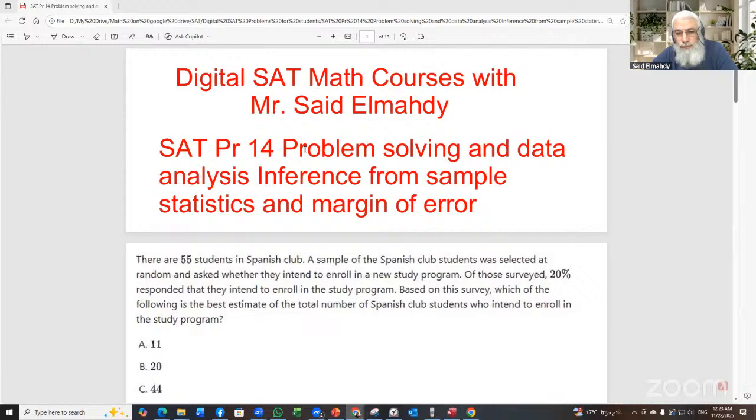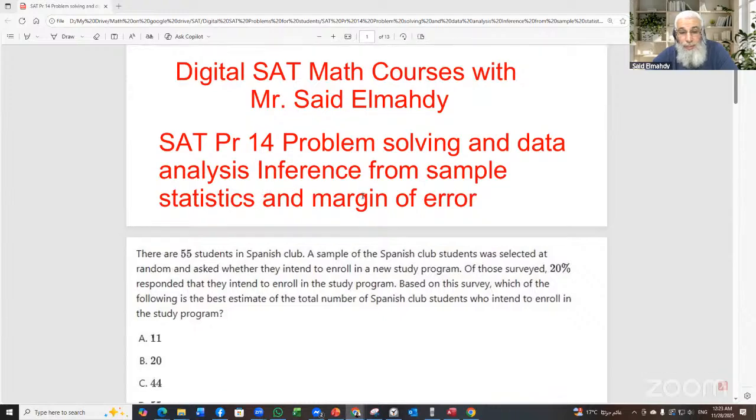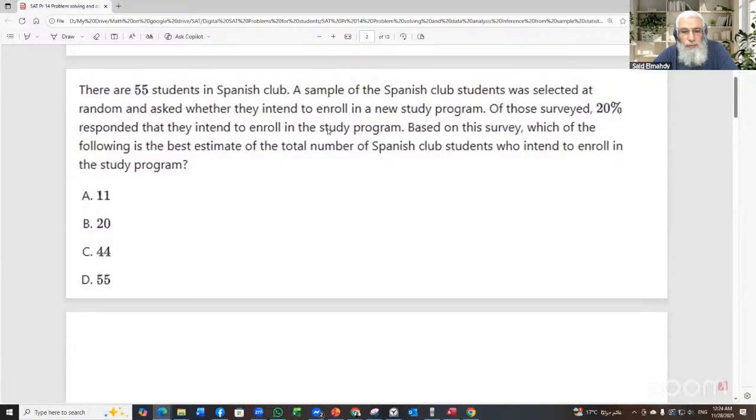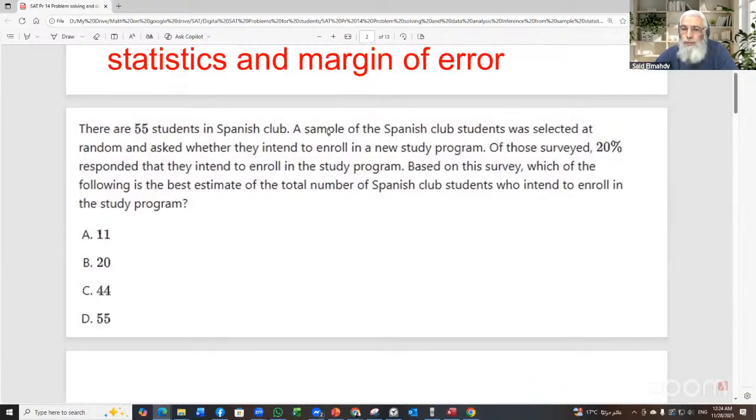ده حل درس problem solving and data analysis inference from sample statistics and margin of error. Question number one. There are 55 students in Spanish club. A sample of Spanish club students was selected at random and asked whether they intend to enroll in a new study program. Of those surveyed, 20% responded that they intend to enroll in the study program. Based on the survey, which of the following is the best estimate of the total number of Spanish club students who intend to enroll in the study program?